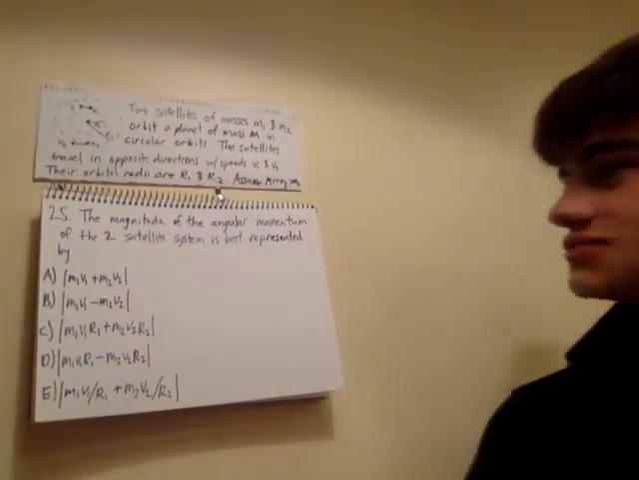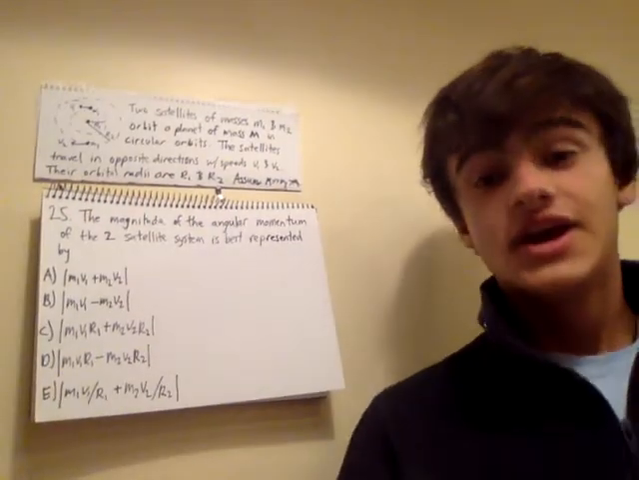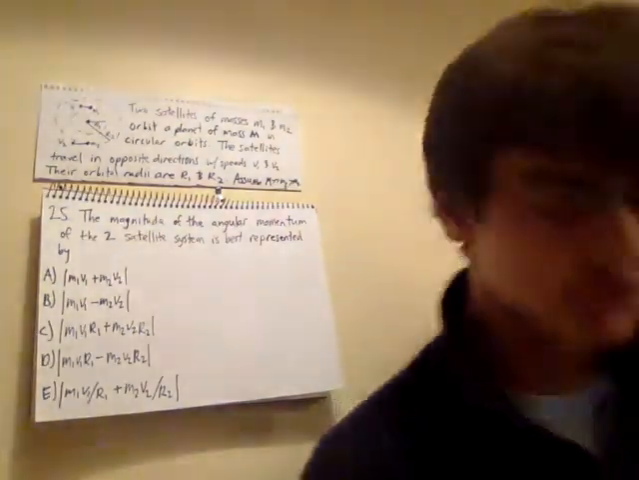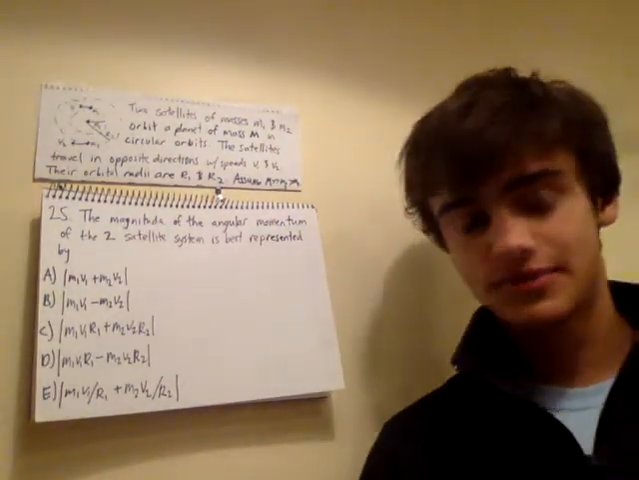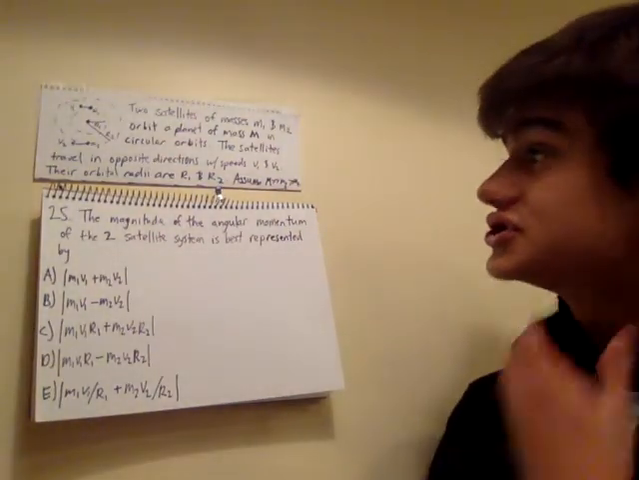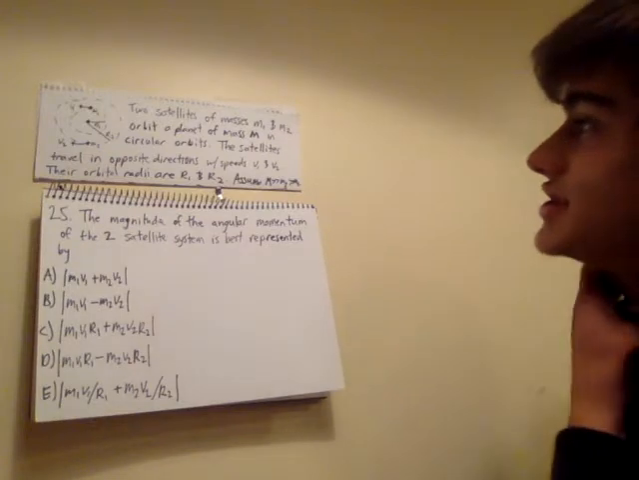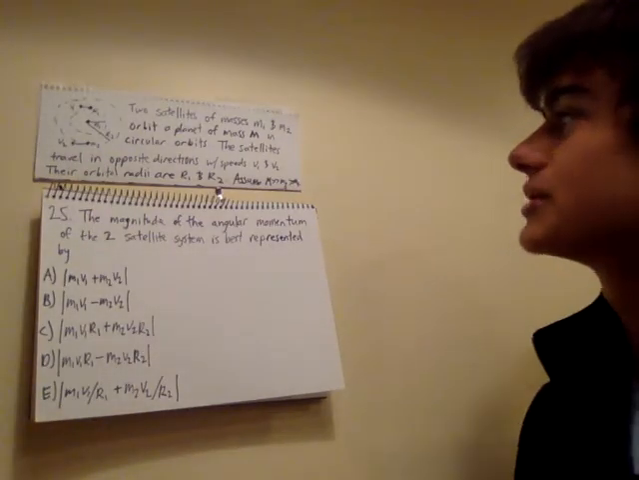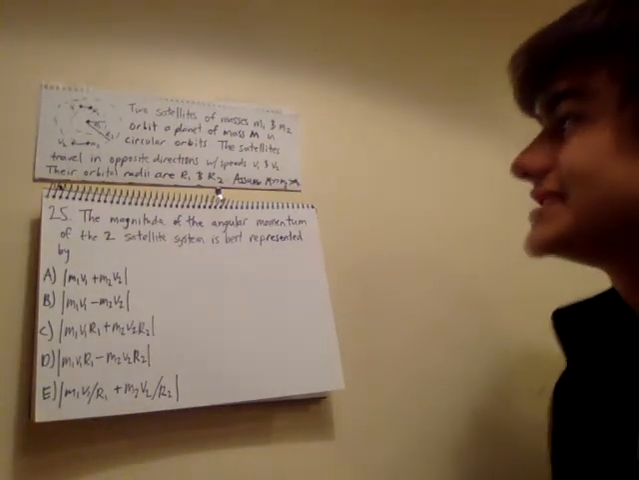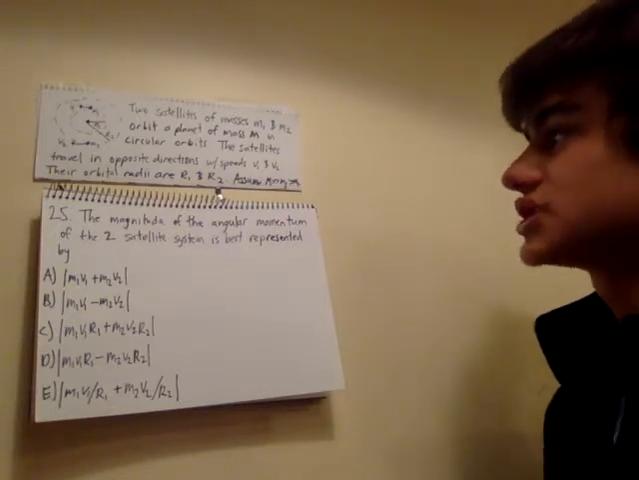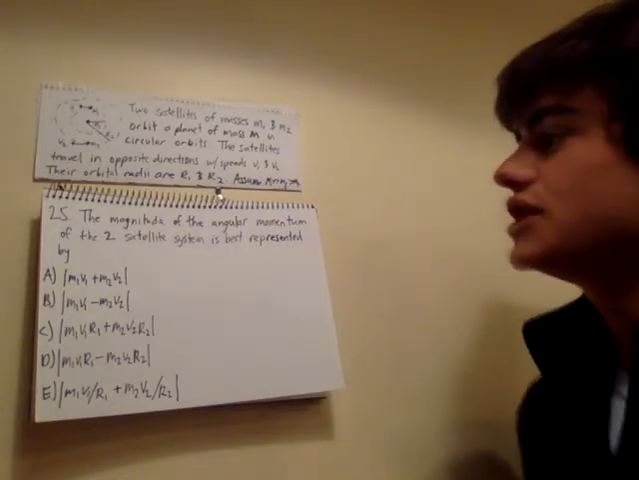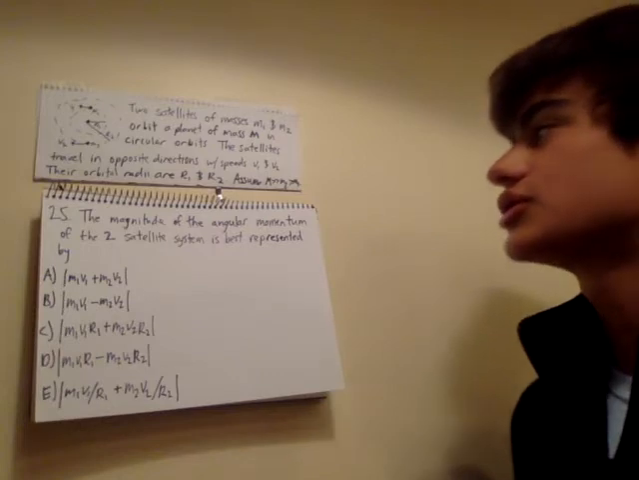Everyone, welcome back. This is problem number 25 in this AP Physics C Mechanics multiple choice test. This is the second problem in this set of three relating to this situation. Two satellites of masses m1 and m2 orbit a planet of mass m in circular orbits. The satellites travel in opposite directions with speeds v1 and v2. Their orbital radii are r1 and r2.